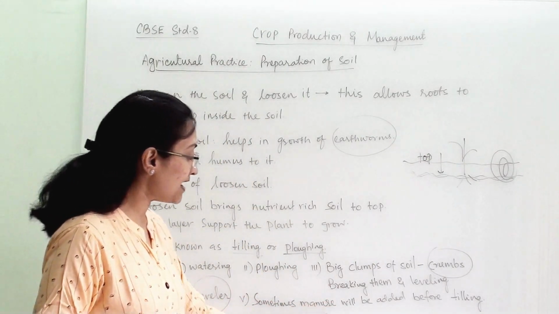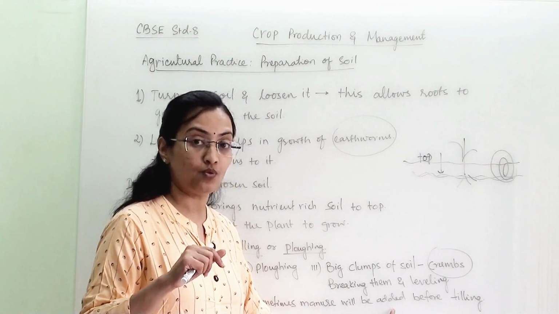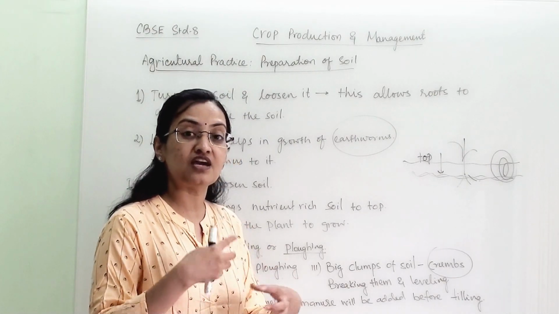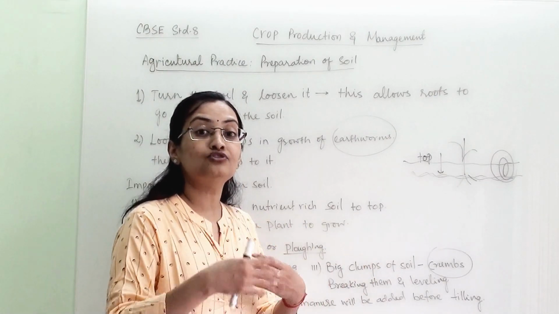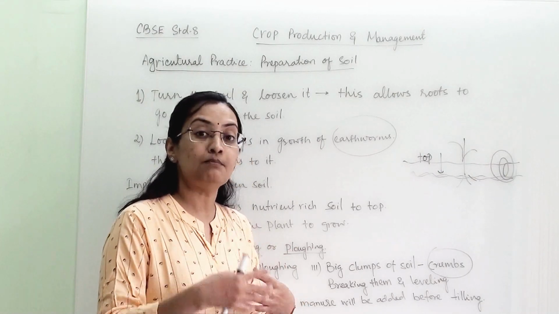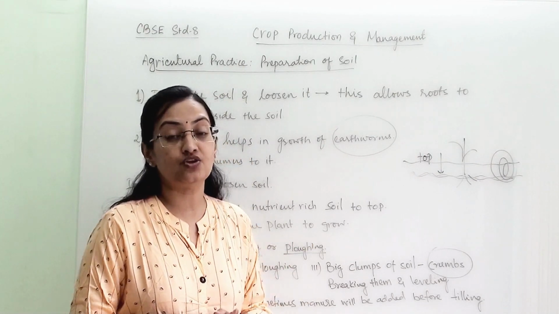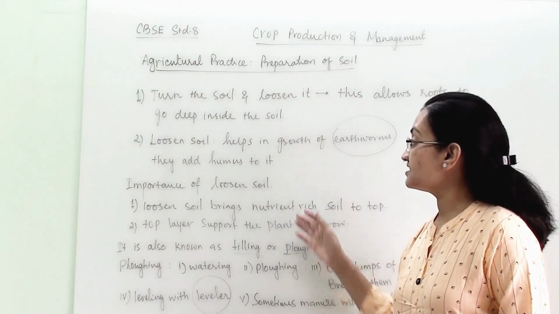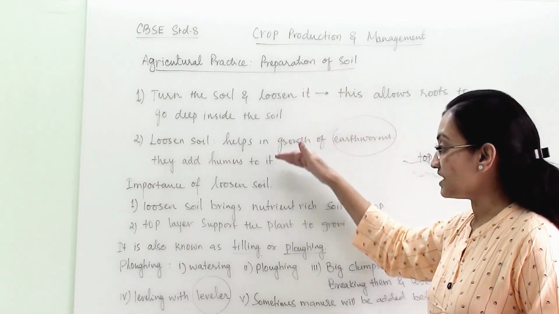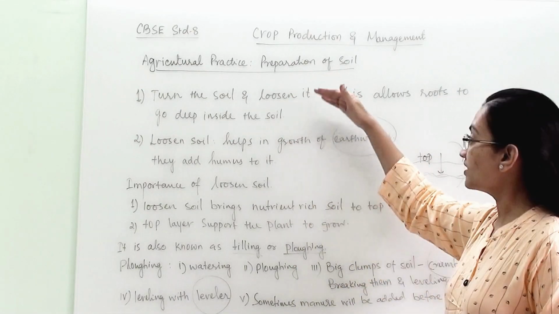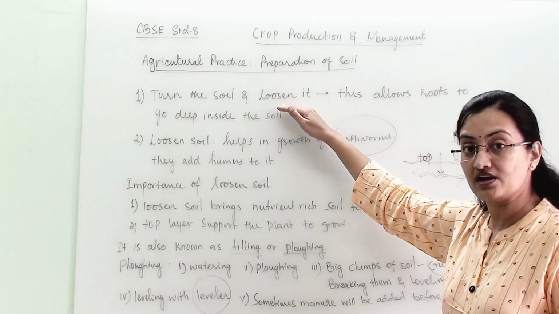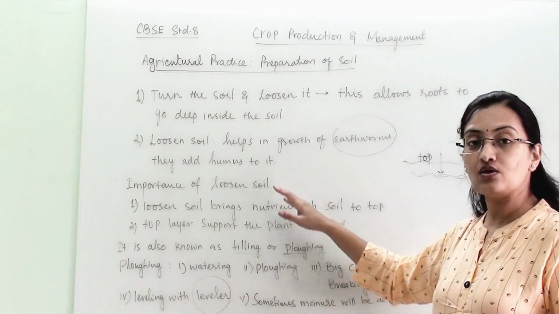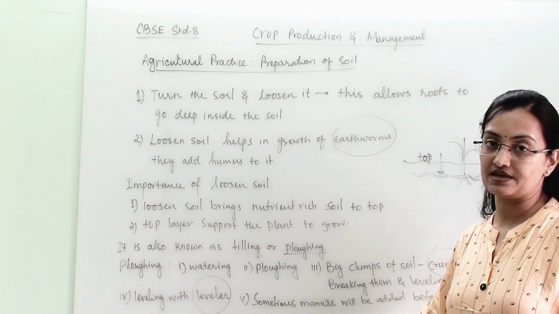Then sometimes we also add manure at this step, when we are leveling or plowing the soil. So when we are mixing the nutrient layer of the soil into the top layer, we are also mixing in some manure at this stage, so it will be beneficial for the plant. You can use this as notes: what are the steps in preparation of the soil, what are other names for loosening of the soil, tilling or plowing, what are the steps in plowing, and why all these steps are important in agriculture practice.